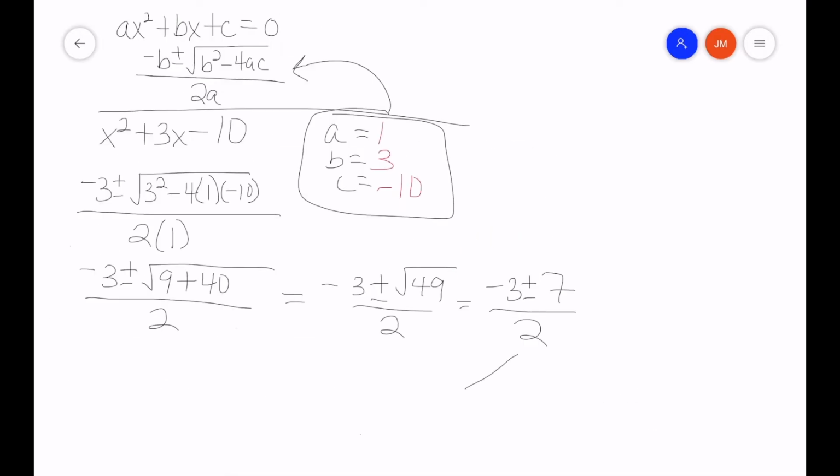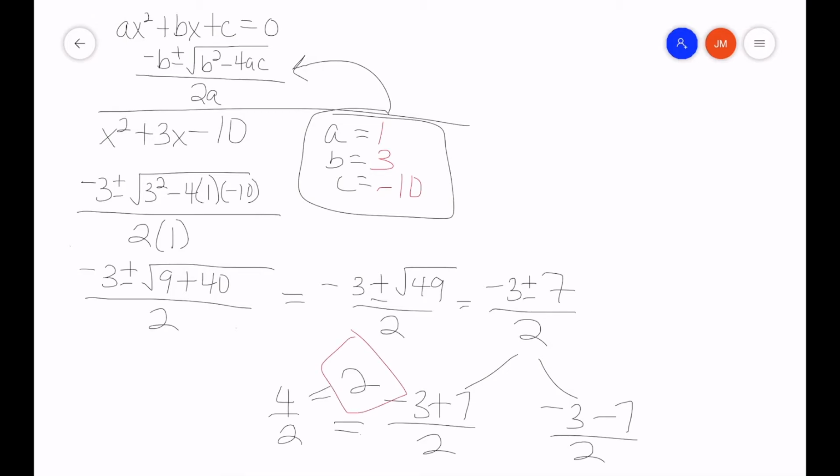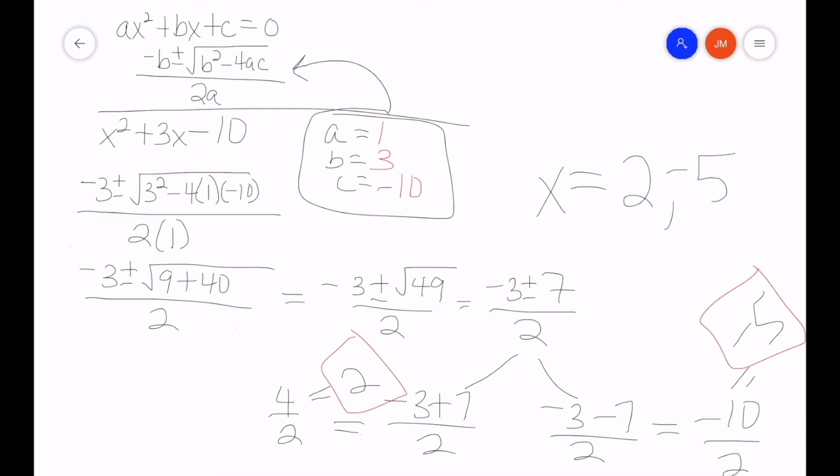So from here we know our final answer is negative 3 plus 7 over 2 and negative 3 minus 7 over 2. Negative 3 plus 7 over 2 equals 4 over 2, which equals 2. So that's one answer. Other answer, negative 3 minus 7 over 2 equals negative 10 over 2, which equals negative 5. So that's our second answer. So we know that x equals 2 and negative 5.